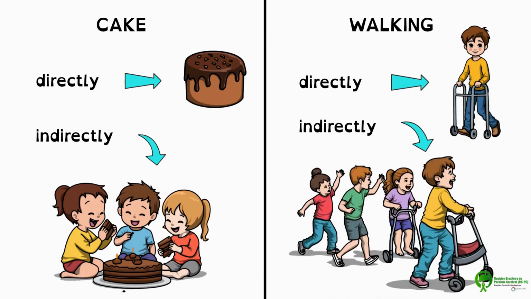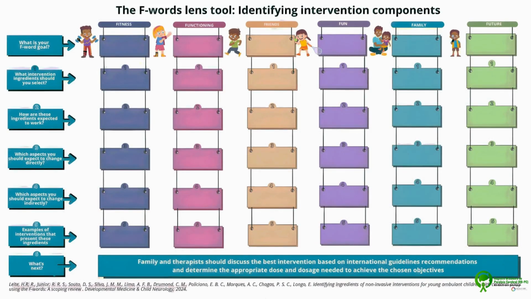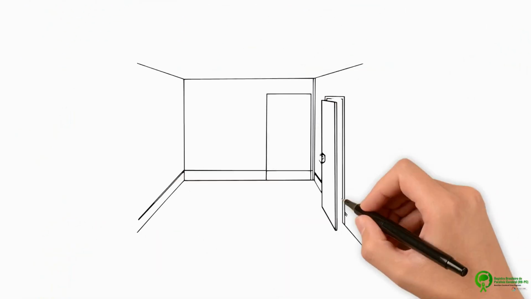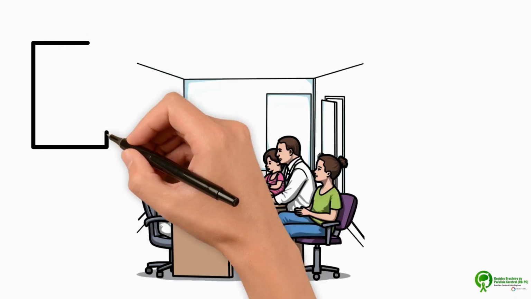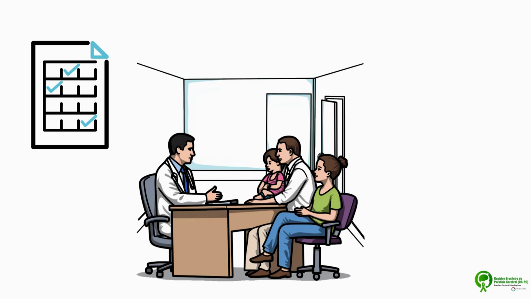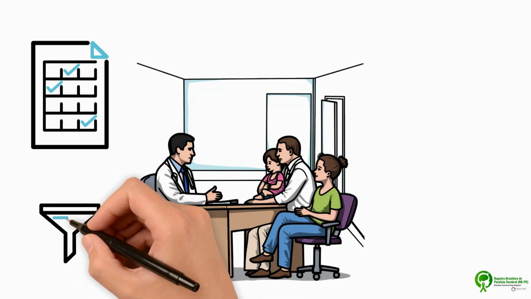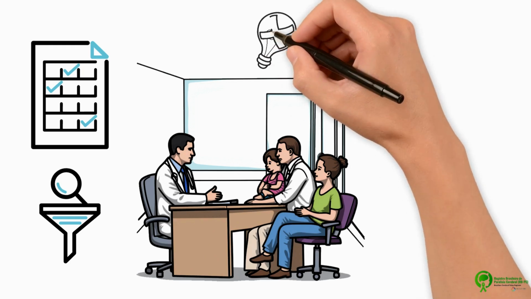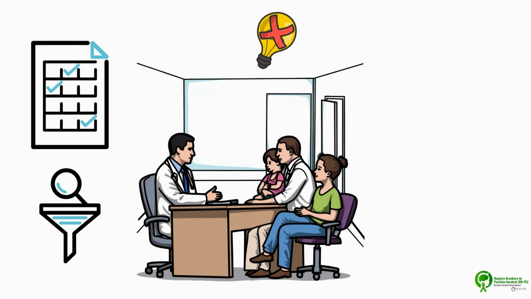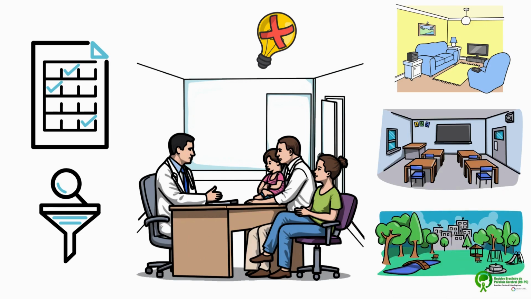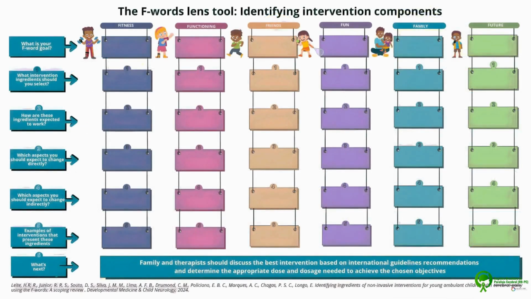The fifth question is, which interventions can provide these ingredients? This is the time to talk with the family. Which ingredients are already being applied or could be added to daily life? What can be included simply and at low cost? We don't always need to use the name of a traditional therapy. Sometimes the ingredient can be applied in an activity at home, at school, or in the park. And then, it's time to discuss the next steps.